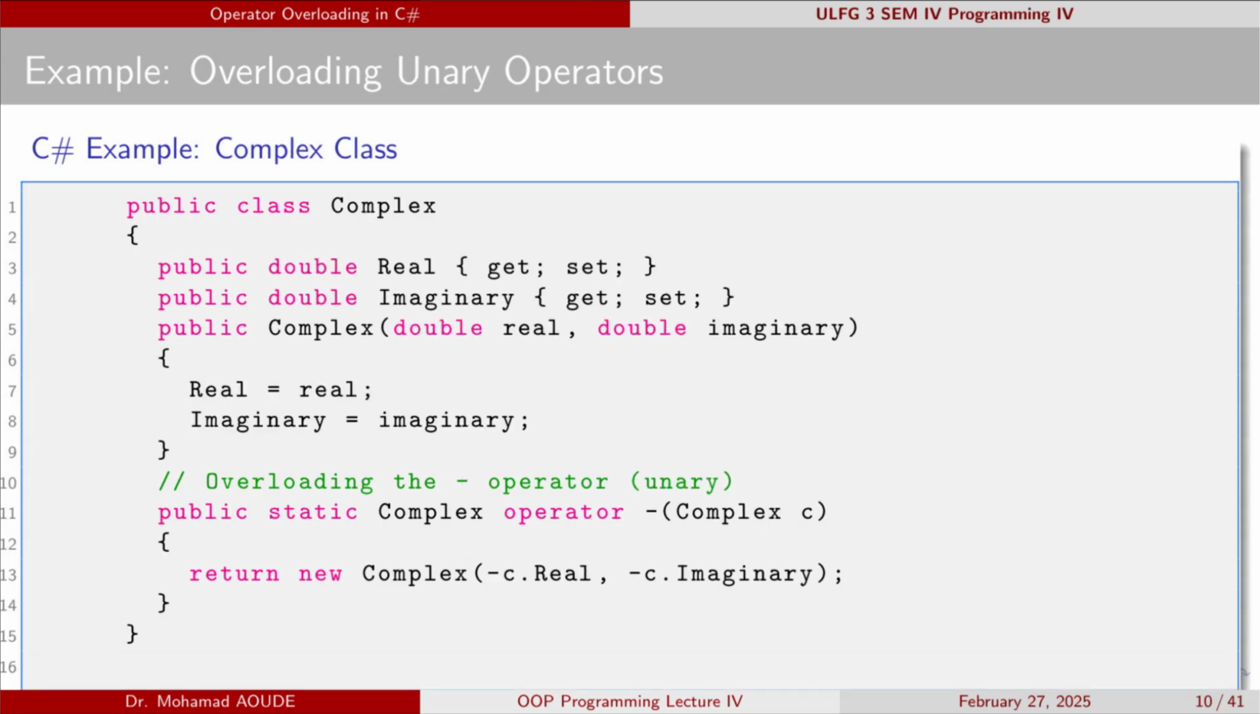Unary operators operate on one operand only. Here we overload the unary minus operator to negate both parts of a complex number. This shows that even single object operations can be customized to make your types smarter and more natural to work with.